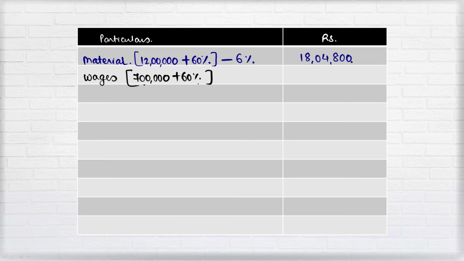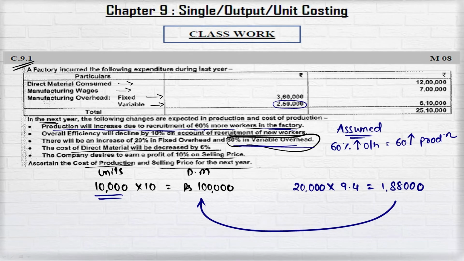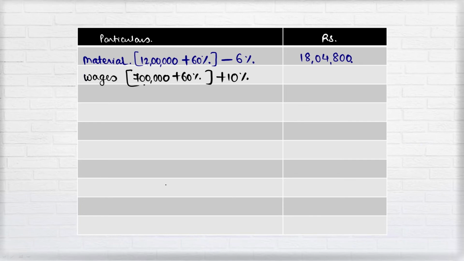because of the increase in number of workers, the efficiency has declined by 10% because new workers were recruited. What does this mean? First, a person was taking say 60 minutes to manufacture one unit. Now he is taking 66 minutes to manufacture one unit. His efficiency has decreased by 10%. If efficiency decreases, does wage cost increase or not? Yes, wage cost increases, and it will increase by 10%. Decrease in efficiency is increase in cost, so plus 10%.